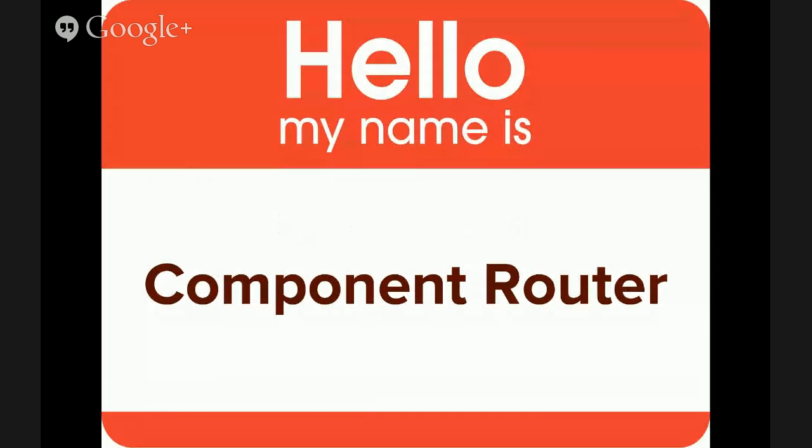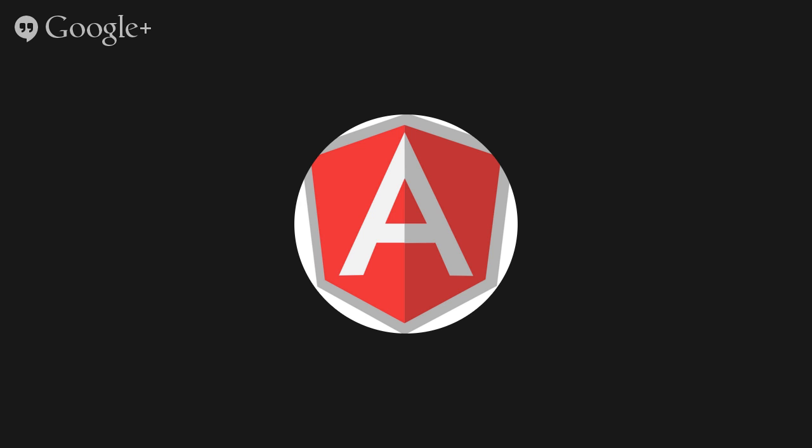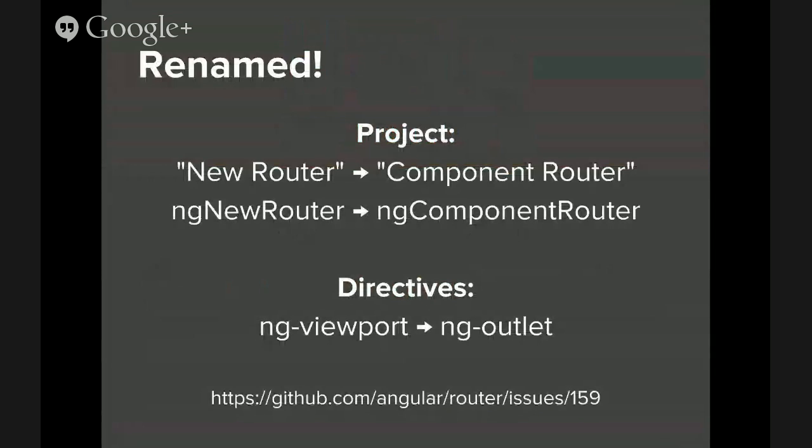It's called Component Router now. There's a whole thread about why this needed to happen and all of the details, but the long story short is new router was too confusing of a name, so it's called Component Router now, and the module name is no longer ngNewRouter, it's ngComponentRouter. And one of the directives, ngViewport, is now called ngOutlet, and this was to avoid a naming collision in Angular 2. Ironically, though, this week, I think the thing that was called viewport in Angular 2, they might have refactored it out. So maybe that name is available again. I don't know. But right now, this is what these things are called. It's very exciting.